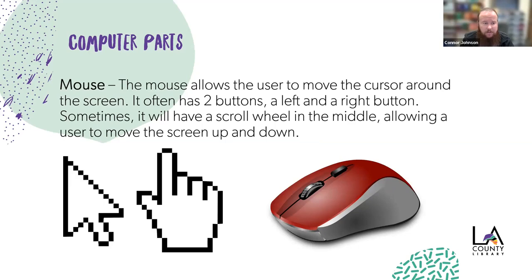Computer mouse. That, of course, allows us to move the cursor around on the screen. It's the primary method for interacting with specific areas of the screen and navigating within apps and programs and web pages. Most mice will have a left button and a right button. It's not always the case. Apple mice just generally have the one button.